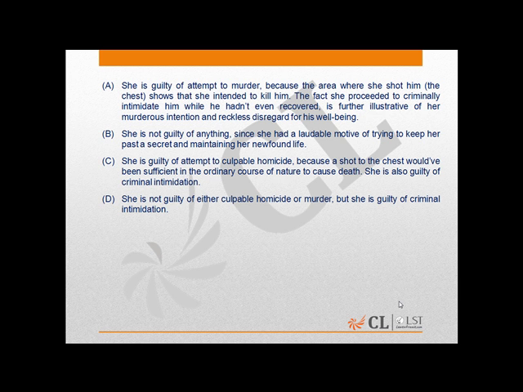And the fact that she went on to threaten him when he was still recovering in the hospital further shows you that she doesn't really care about his well-being, or she definitely wants him dead. So that makes the correct option A.